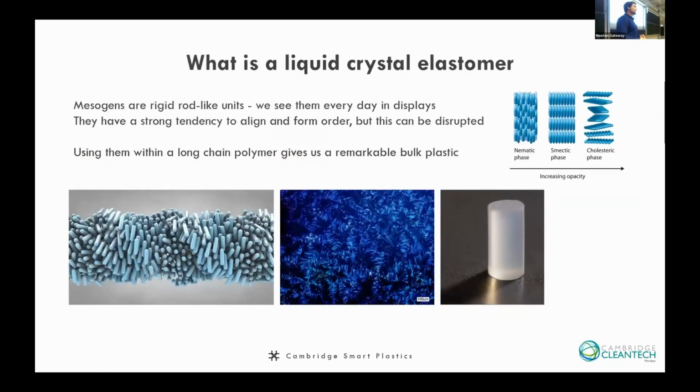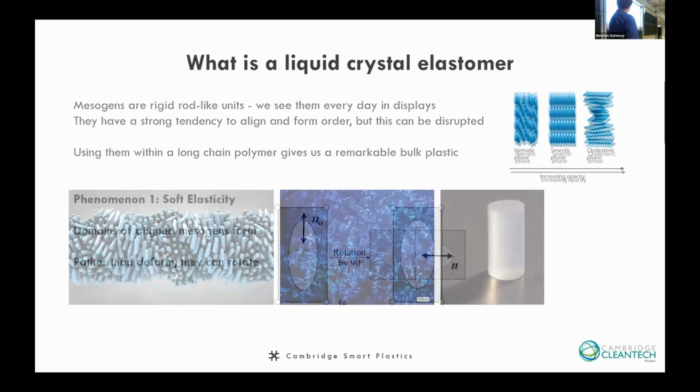But what is an LCE? Some of you will be watching me on a liquid crystal display right now. It's really the same mesogenic units that we're polymerizing into a bulk plastic. So it's the interaction between these sort of stiff molecules which is causing all these phenomena. They tend to align, they want to align, but you can disrupt it. That's a picture of a block of it.